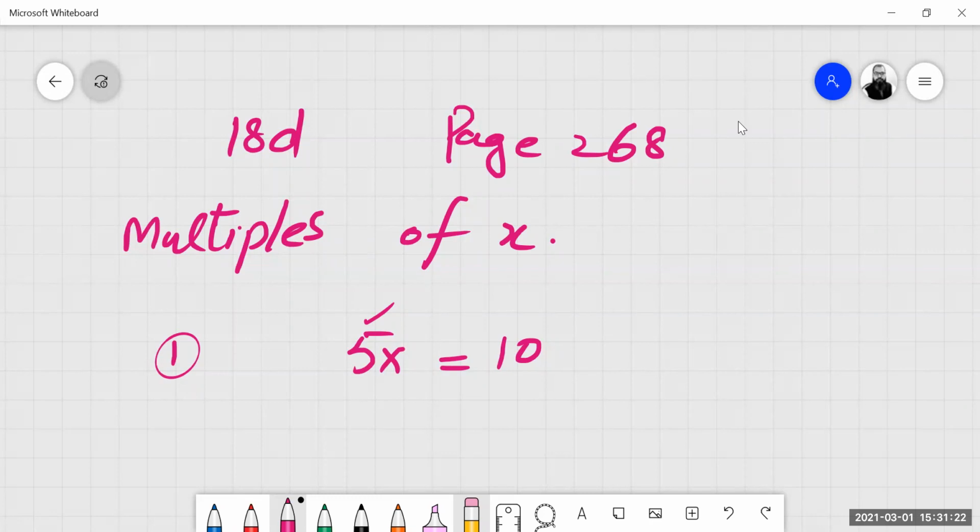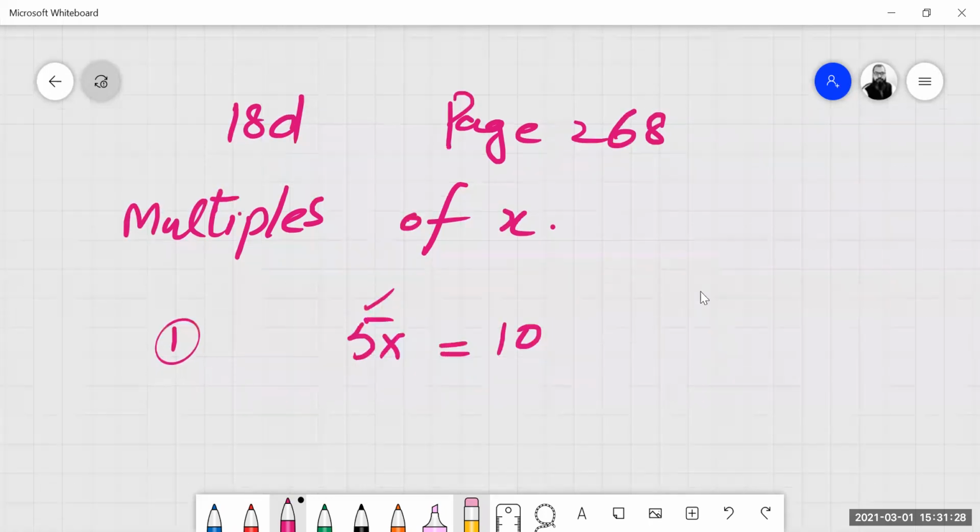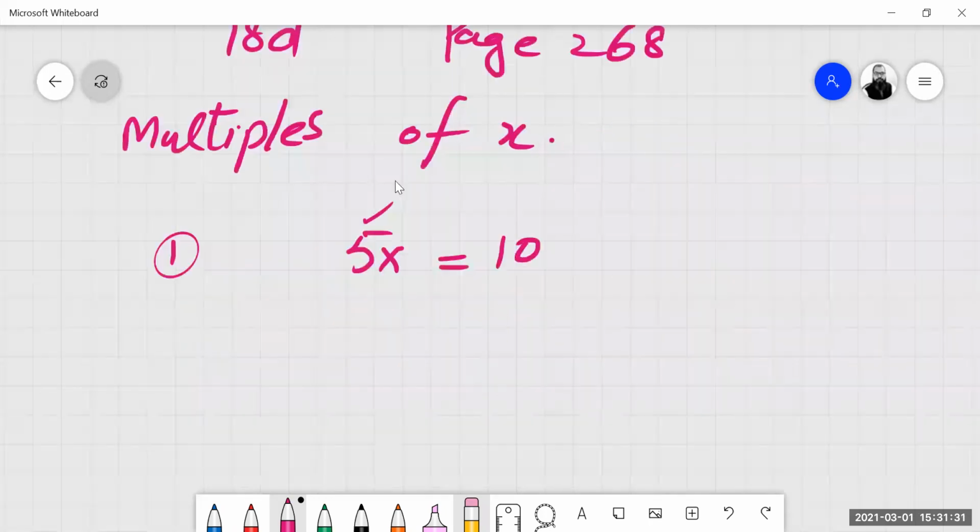Here 5 is multiplied by x, correct? So when we bring this 5 to the other side, it will divide, because here it is multiplication and on the other side it will divide. When you bring this 5 to the other side, it will divide.